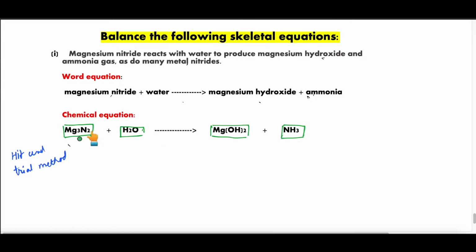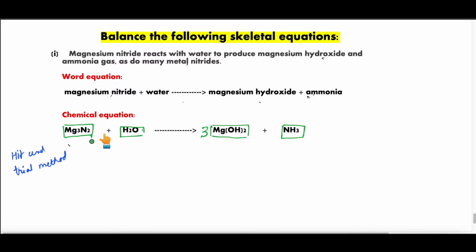So we will begin by balancing magnesium. Here you have 3 atoms of magnesium and on this side you have 1 atom of magnesium. So to balance this magnesium, we will multiply it by the coefficient 3. Now let us check the whole equation on both sides. On the reactant side you have 3 times 1 magnesium and on the product side you have 1 times 3 magnesium. So magnesium has got balanced on both sides.